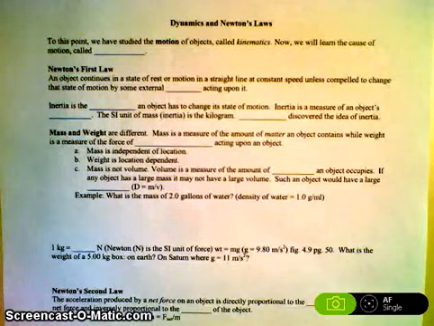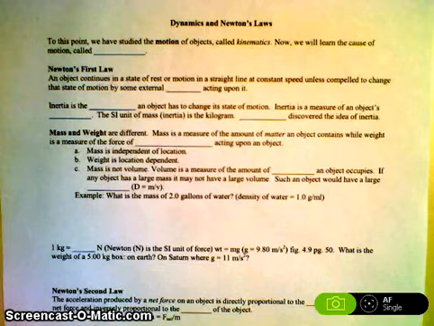Hello class. Today's lecture is going to be on dynamics and Newton's laws. We're going to look at all three Newton's laws, talk a little bit about the history of some of them, also discuss a little bit of mass and weight, the difference between those concepts today.